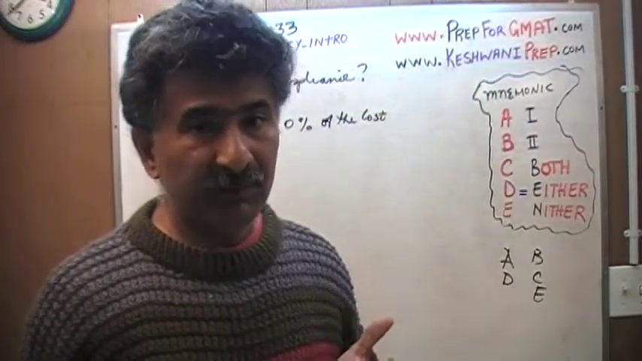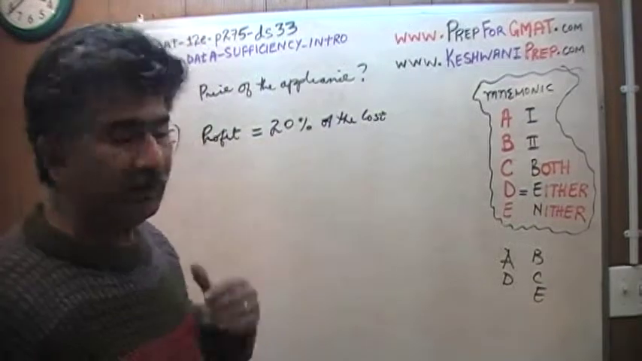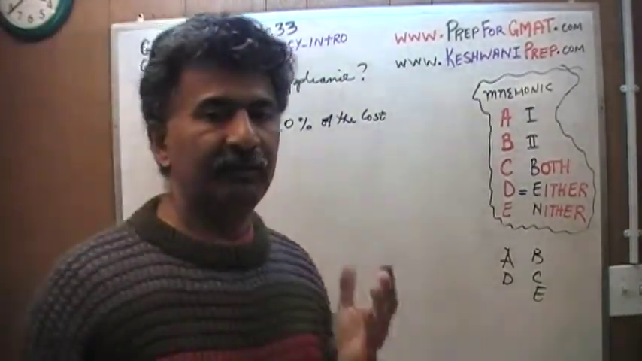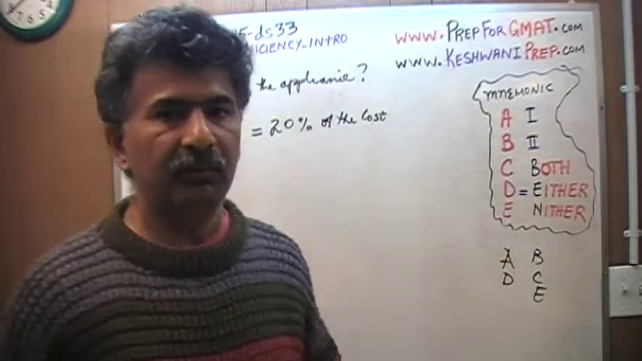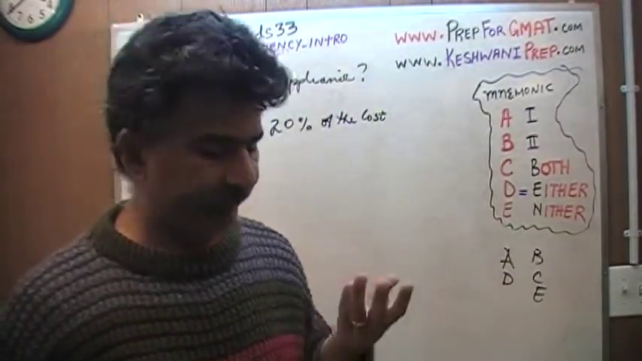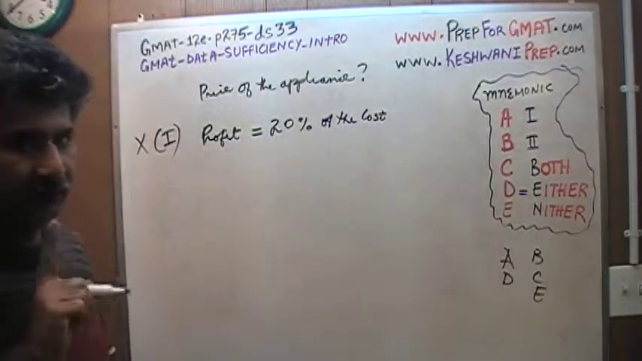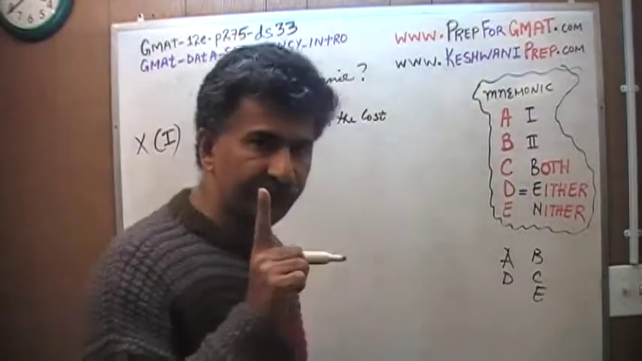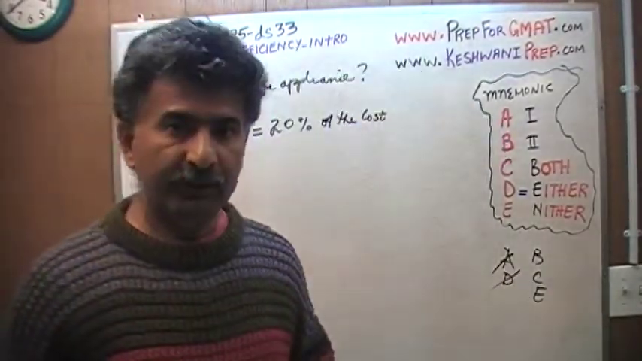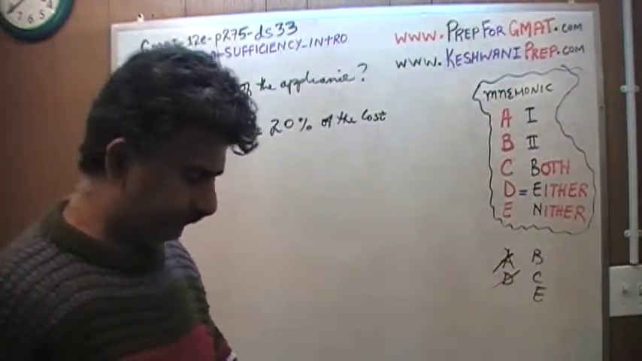But that does not tell us what the price is. We have no way of knowing what the price of the appliance must have been from this. Simply knowing that he makes a 20% profit does not tell us the price at which he sold the item, because we have no way of knowing what the cost of the item is based on the first statement. It's not enough. The first statement by itself does not do the job. That tells us that the answer cannot be A, nor can it be D. Answer would have to be either B, C, or E. Let's look at the second statement.